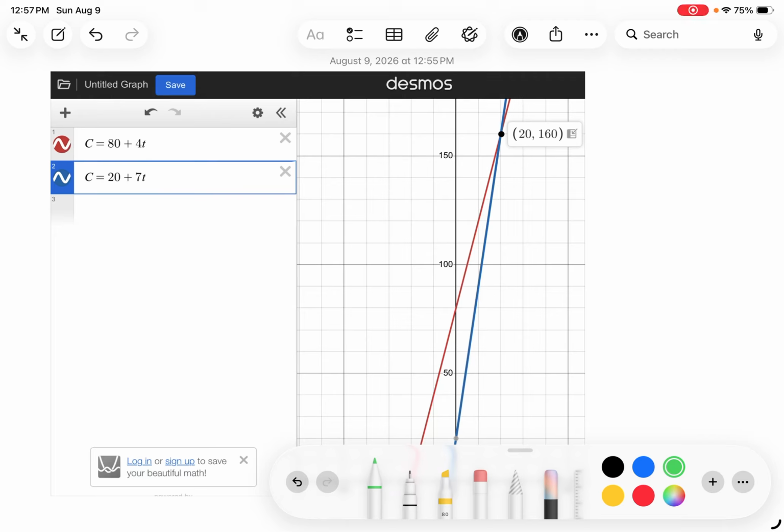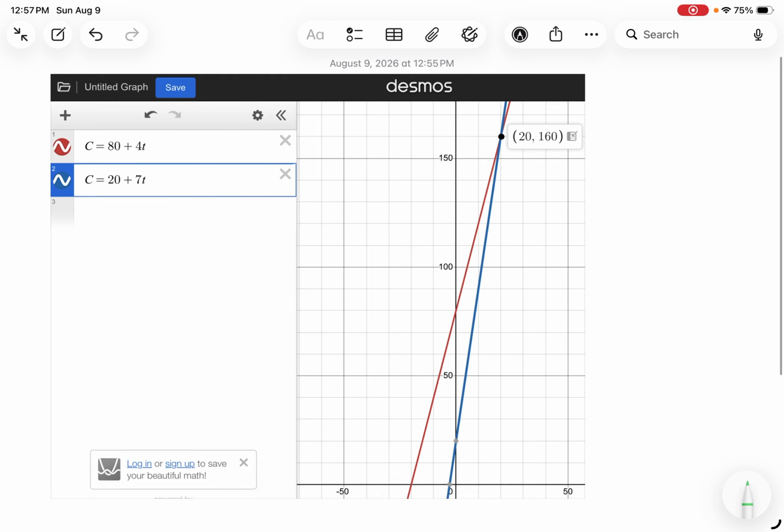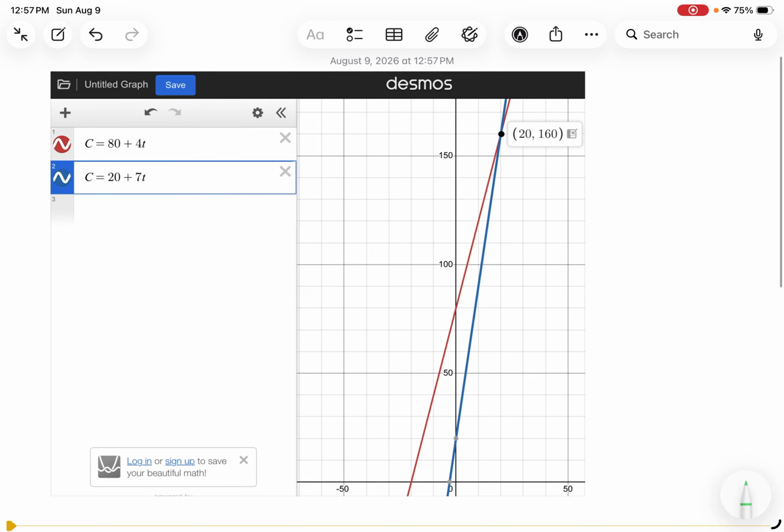All right, so today we're going to take a look at two equations and see where they intersect, and we're going to get a better understanding of what this intersection means and why it's important in mathematics.